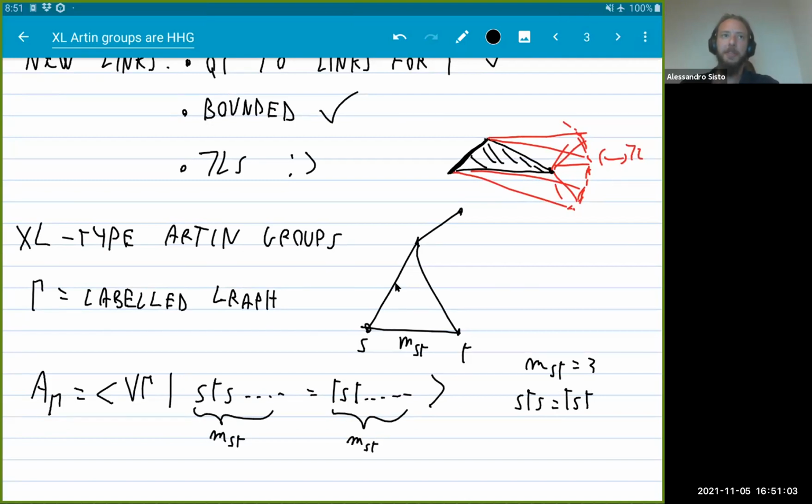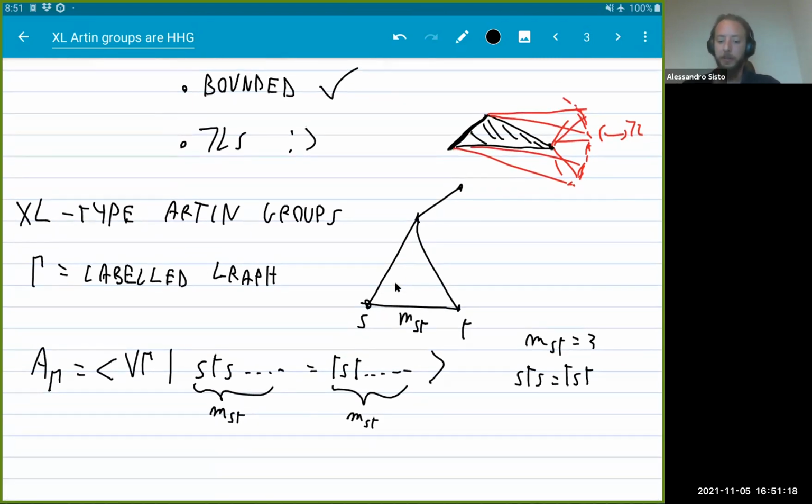So these groups are interesting because, for example, they include right-angle Artin groups when you have only labels 2, and it also includes braid groups. And also they're related to Coxeter groups, because if you add the relation that every generator squares to 1, you get Coxeter groups.